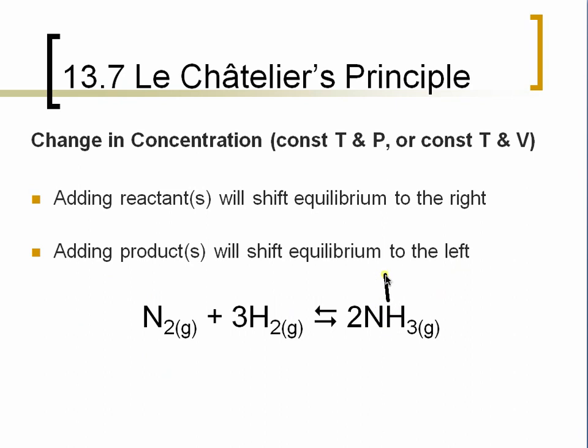So if I'm adding more NH3 to the system, the equilibrium will shift to the left, which for making ammonia is not what we want.